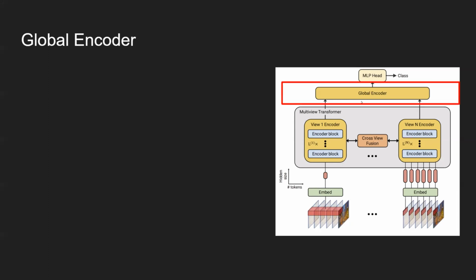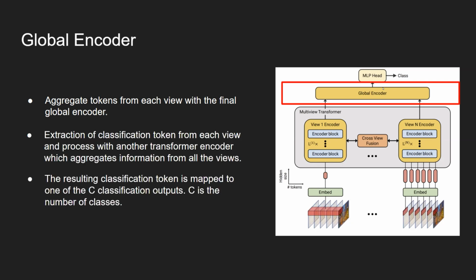This global encoder aggregates the information from across all the multiple views together, and it will generate a classification token out of that. So that's it. We'll look into further experiments that were carried out by the authors in the next part.